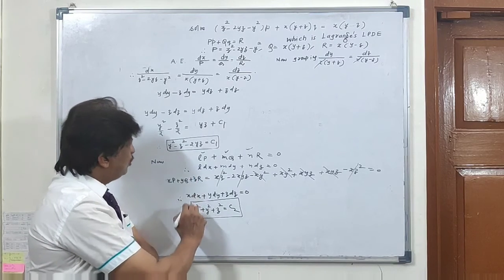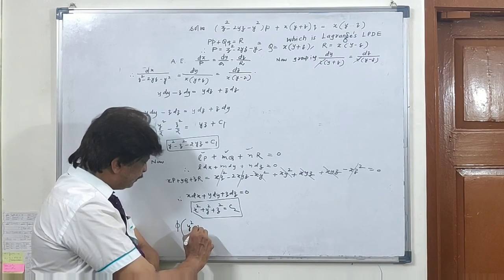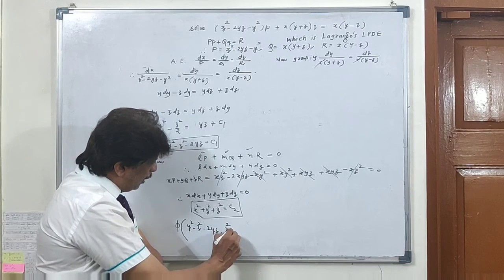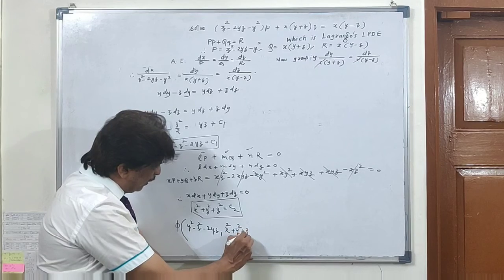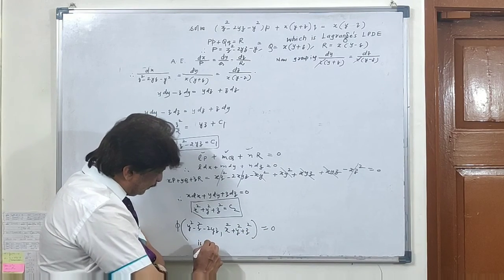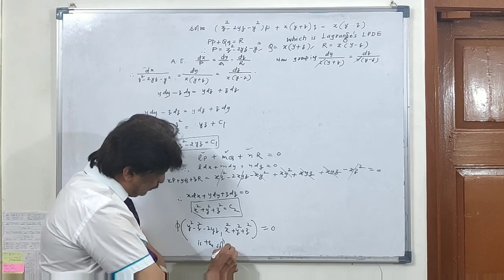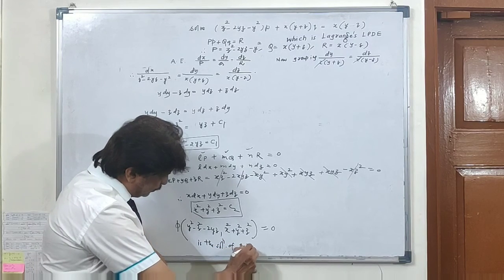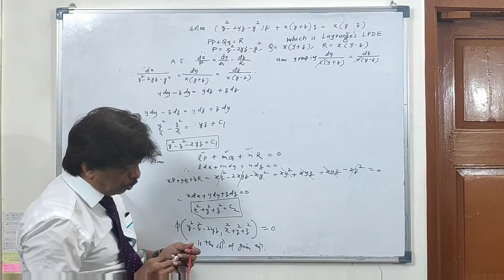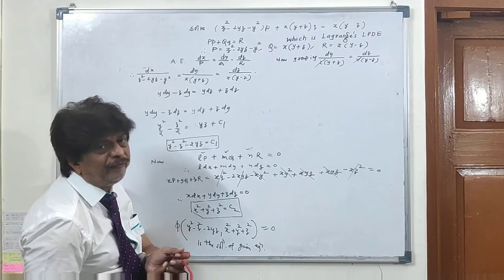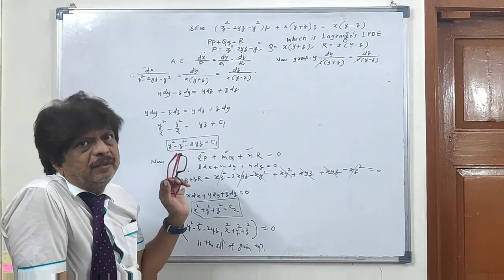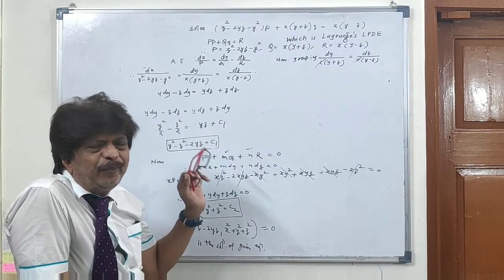What is our c1? y square minus z square minus 2yz, comma x square plus y square plus z square, that is equal to 0, is the solution of the given equation. So this particular example I had left incomplete for some reasons. So I have finished it over here. Thank you very, very much.